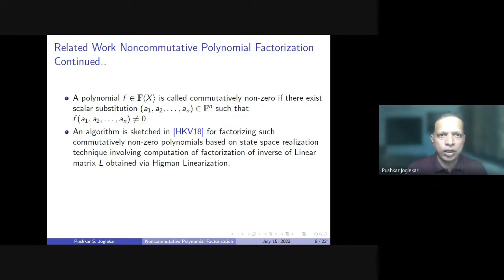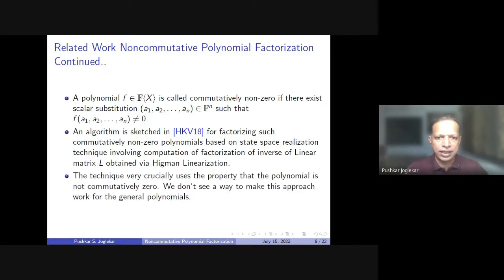Another related work I want to mention now, for which we need a simple definition. We call a polynomial f commutatively non-zero if there exists some scalar substitution on which the polynomial evaluates to a non-zero number. In HKV18, an algorithm is sketched for factorizing such commutatively non-zero polynomials based on state space realization techniques, which involves computation of factorization of the inverse of a linear matrix L, which is obtained via Higman linearization.